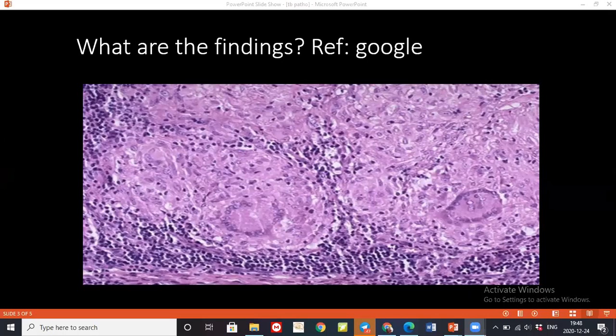It's the Ziehl-Neelsen stain, instant. Okay, and sputum examination, Mantoux test, PCR, and any other? Yes, please.